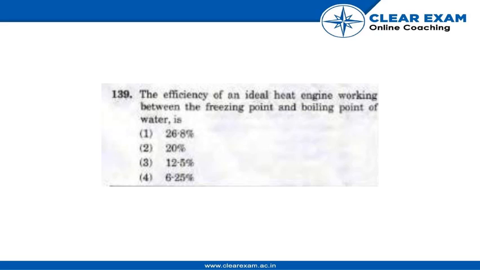The efficiency of an ideal heat engine, the formula is 1 minus T2 by T1, the sink temperature divided by the source temperature. The freezing point of water is 0 degree Celsius, but if we convert 0 degree to Kelvin, then it will be 273.